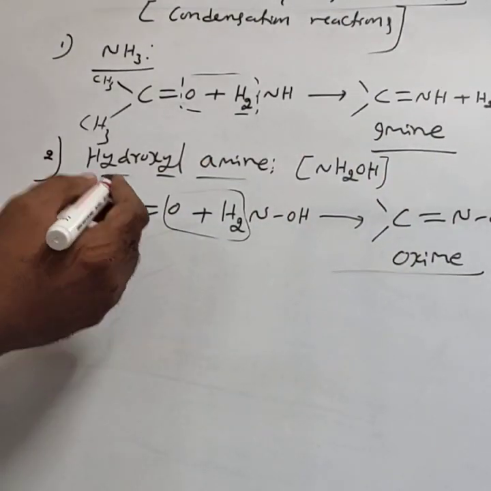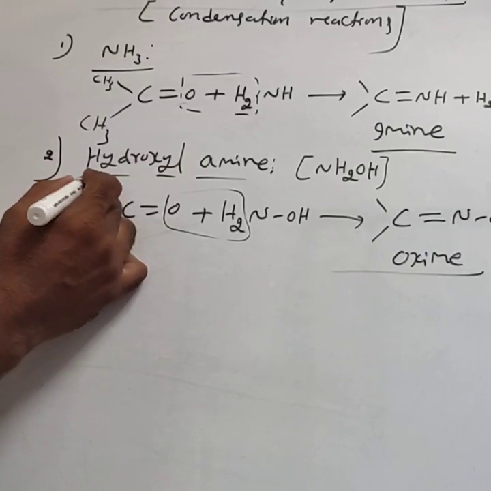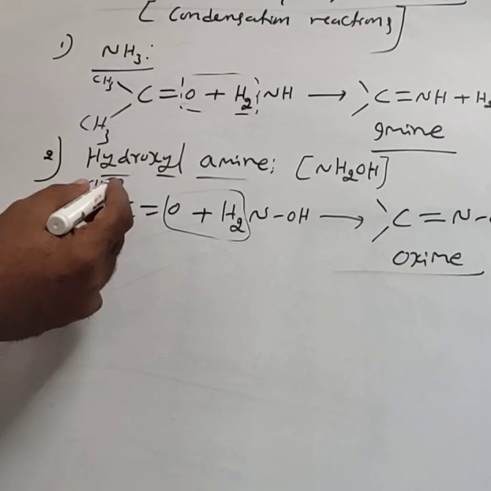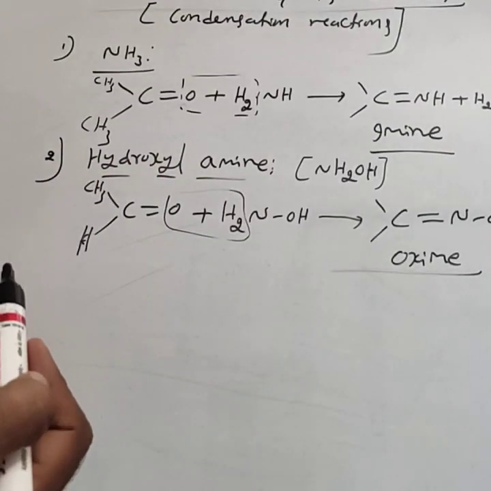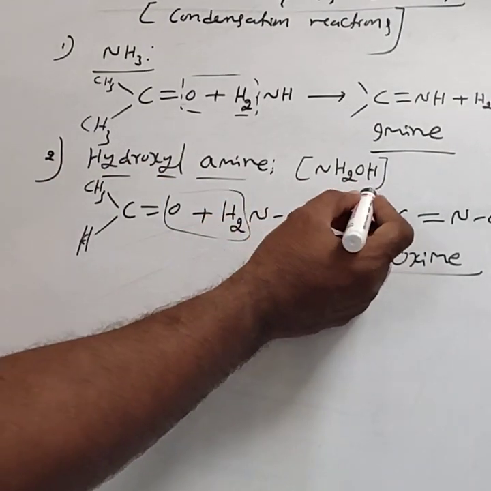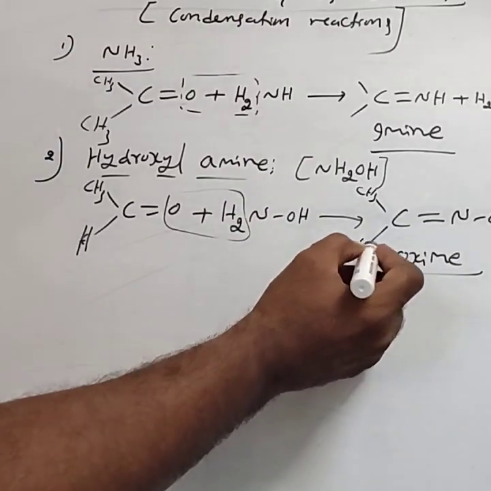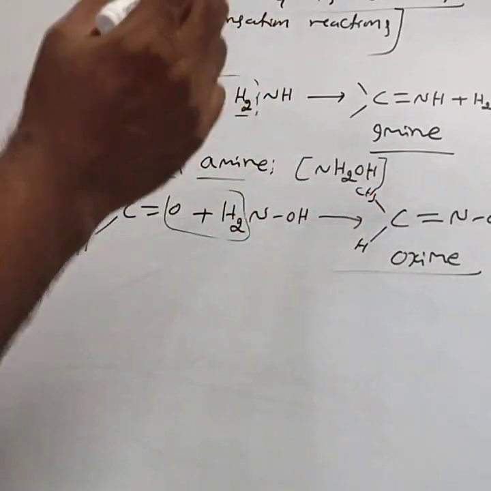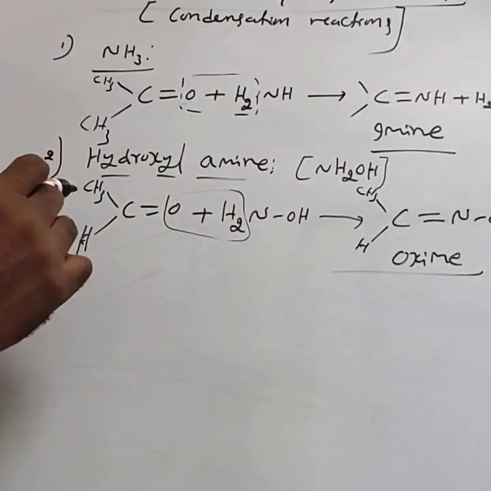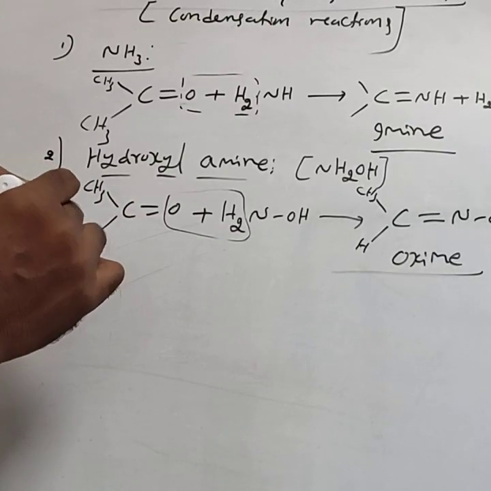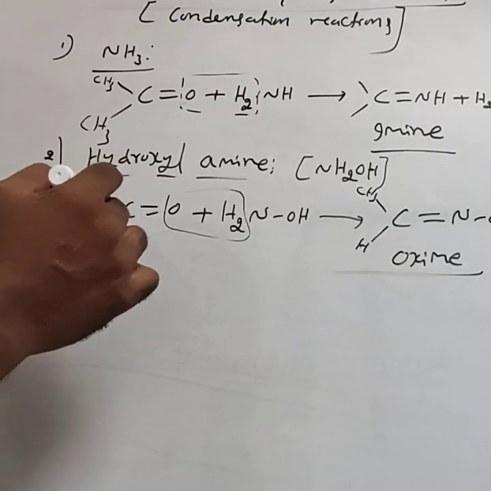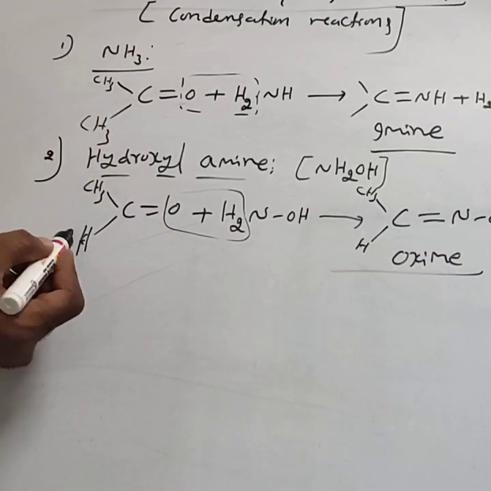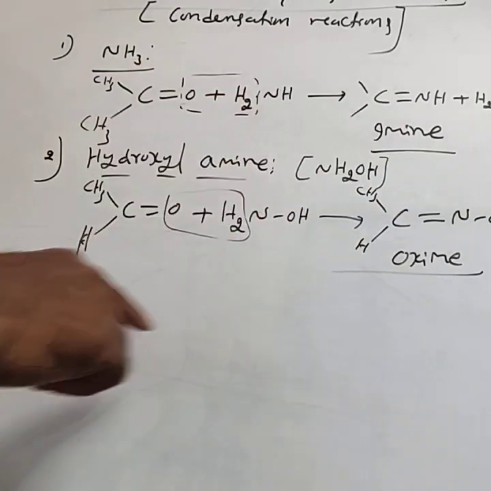If they consider acetaldehyde, that means CH3CHO. Acetaldehyde reacts with hydroxylamine. Again, these valencies are CH3 and H. This is called acetaldoxime. If they mention acetaldehyde, then use this CH3 and H. If they give a carbonyl compound, then you take C=O. Similarly, if they mention acetone, then you replace this with CH3. This is for all examples.